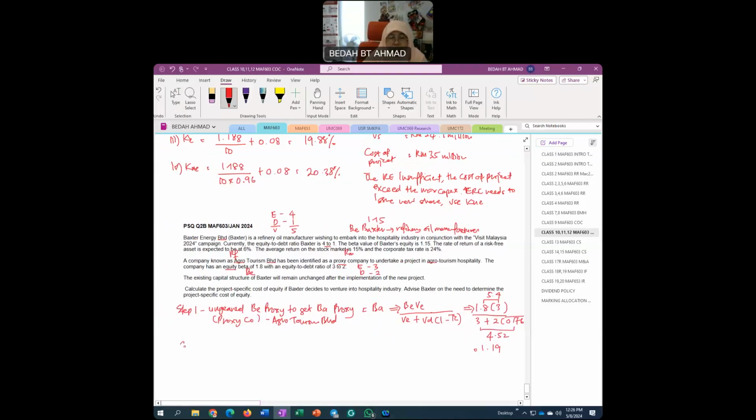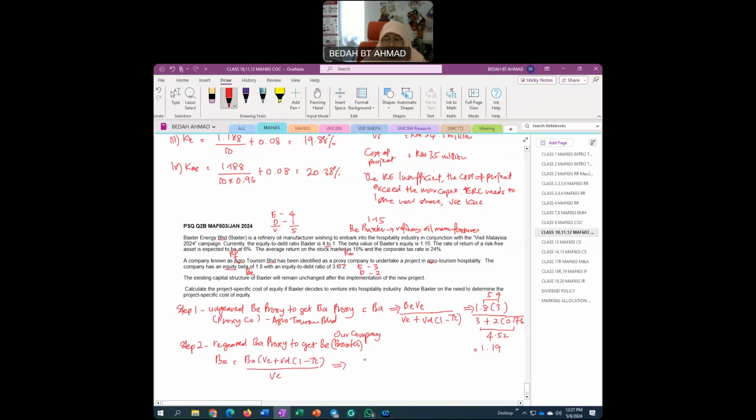Then step 2, regear. Regear the beta asset proxy to get the beta equity of our company, Baxter. So we get the new beta equity which reflects the business risk in the hospitality, using our proxy Agrotourism Berhad. So now we want to calculate the BE. BE is the beta asset multiplied by VE plus VD times 1 minus TC, divided by VE.